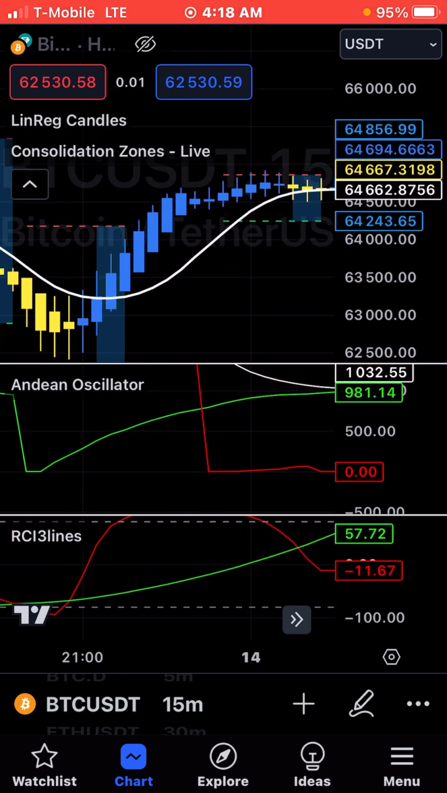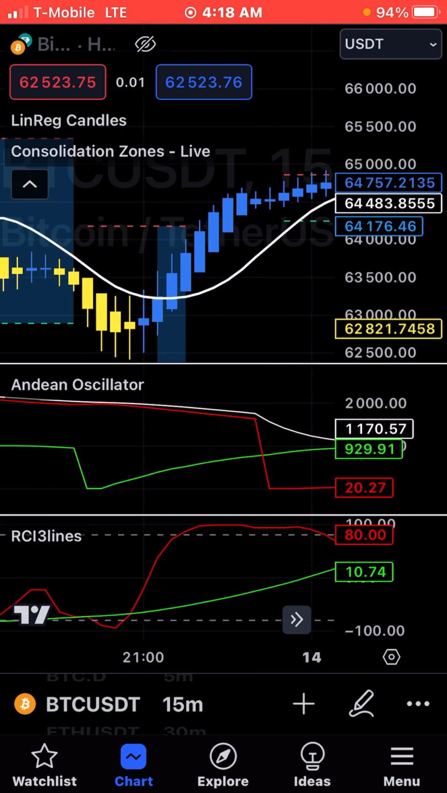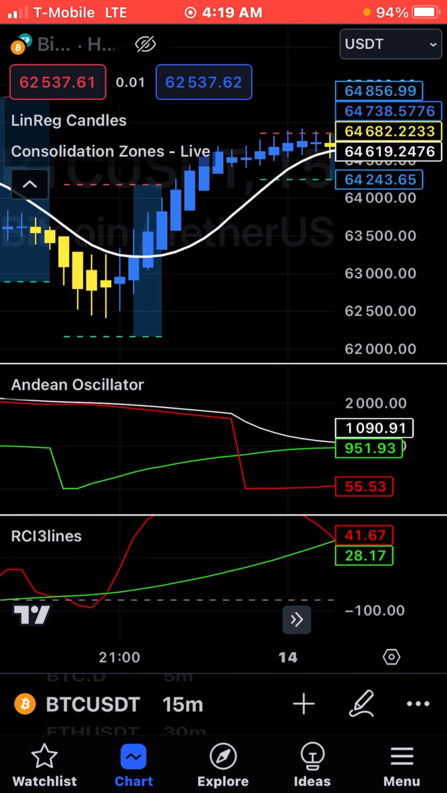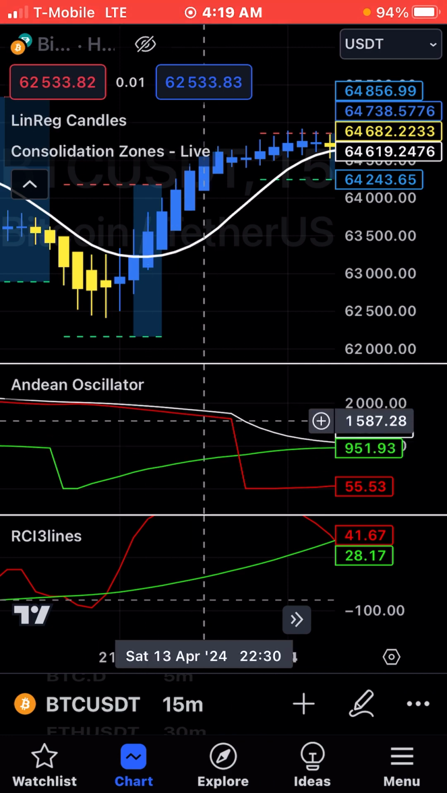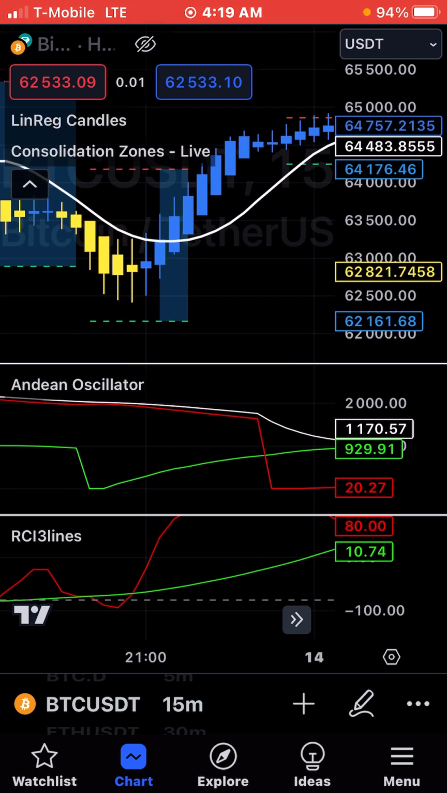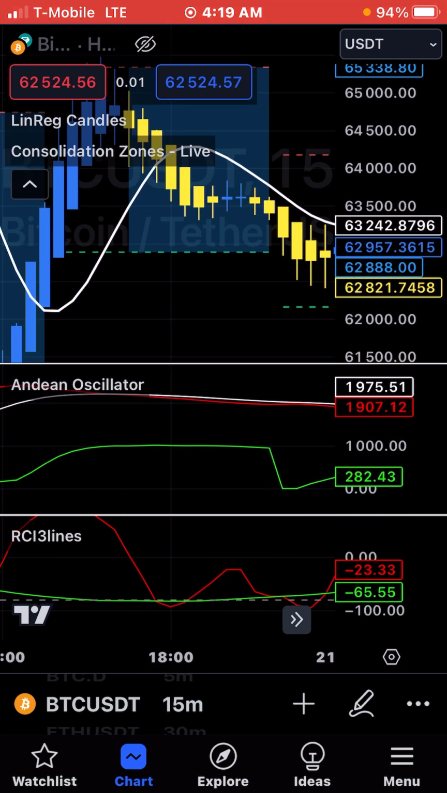Let's see if we can find any more. What you want to look for with the RCI, you get more results with the Andean oscillator, but you want to look for the line to go down, the green line. So that's what that's for. It's just to double confirm everything. So let's look for another moment.